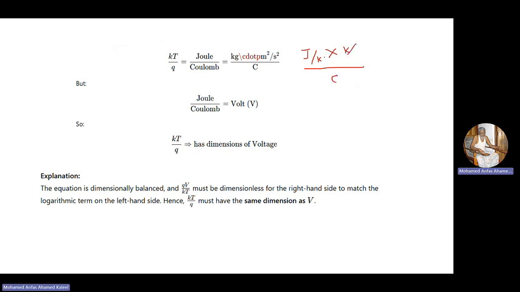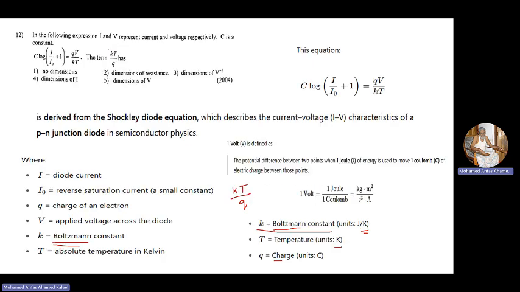So the term kT over q's dimension is equal to what? Joules per coulomb. Joule per coulomb, we know, is the volt dimension.